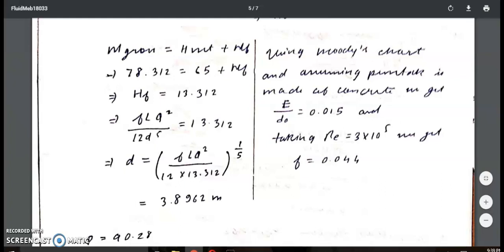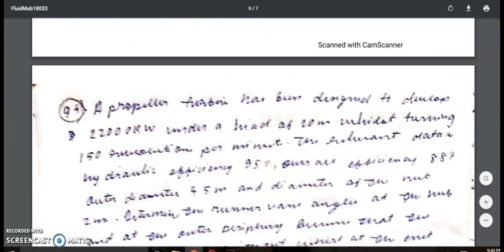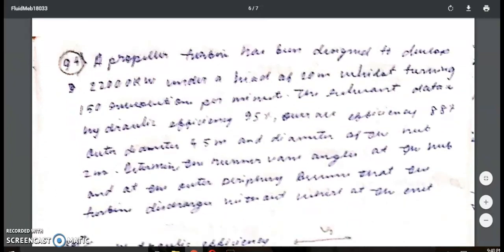Using the Moody's chart and assuming the penstock is made from concrete, we get epsilon by D equal to 0.015, and taking the Reynolds number as 3 into 10 to the power 5, we get f equal to 0.04. So, in this question, we need to find out the hydraulic efficiency.